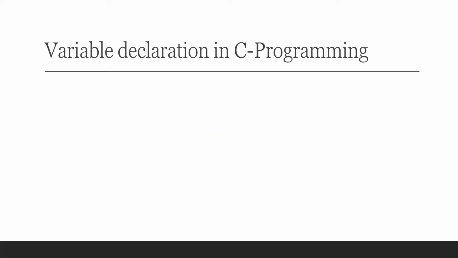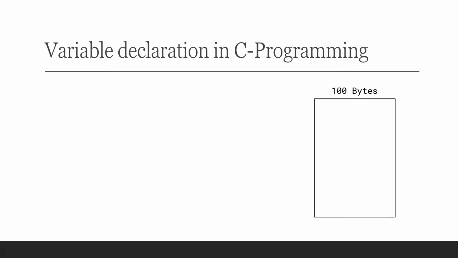First of all, we should understand what happens in the machine when a variable is declared. Consider that I have a machine with 100 bytes of memory. So, each byte is addressed from 0 to 99. In this machine, I am executing this simple C program.